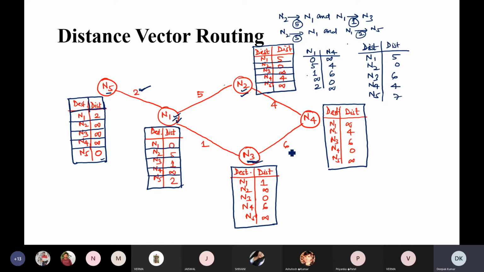So in this way, at the first instant of time when any network starts its operation, it will create tables like this. Now after a certain time, all the routers connected will share their routing information with each other, but they will share only the distance vector, not the entire table.